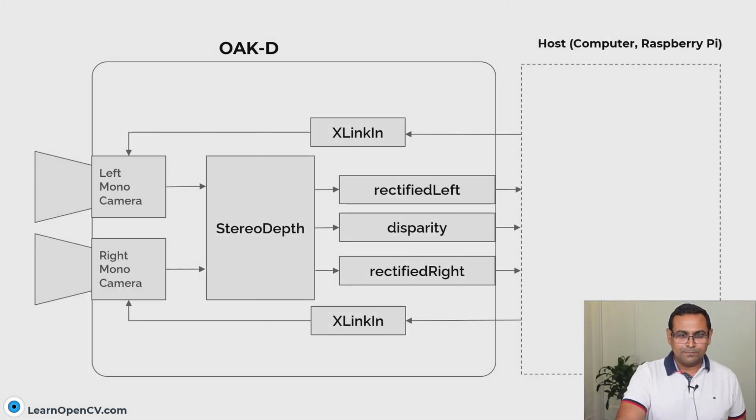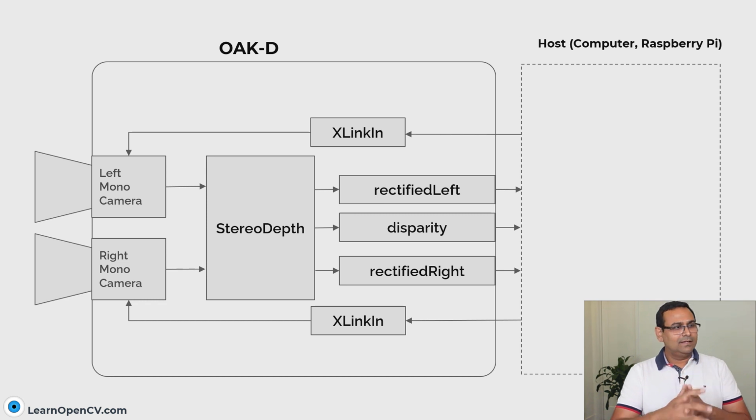All right, so that stereo depth, as you can see, has outputs rectified left, rectified right, and disparity. And these are basically X-link out links. I have not shown it to remove clutter, but these three are X-link out nodes. All right, so this is what the pipeline looks like. Now let's check out what the code looks like.